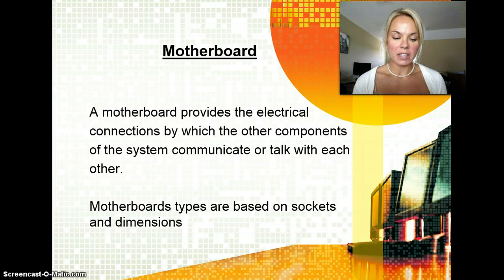A motherboard is the main circuit board of the computer on which the processing tasks occur. It's sometimes known as the main board, the system board, the planar board, or the logic board. It holds many of the crucial electronic components of the system, such as the central processing unit and memory, and it provides connectors for other peripherals. A motherboard provides the electrical connections by which the other components of the system communicate or talk to one another.